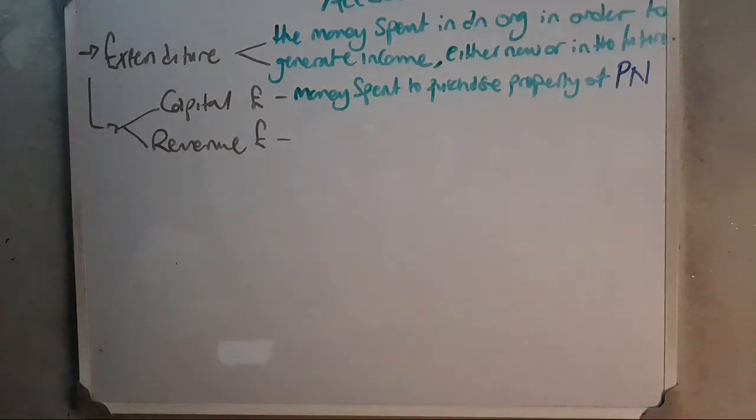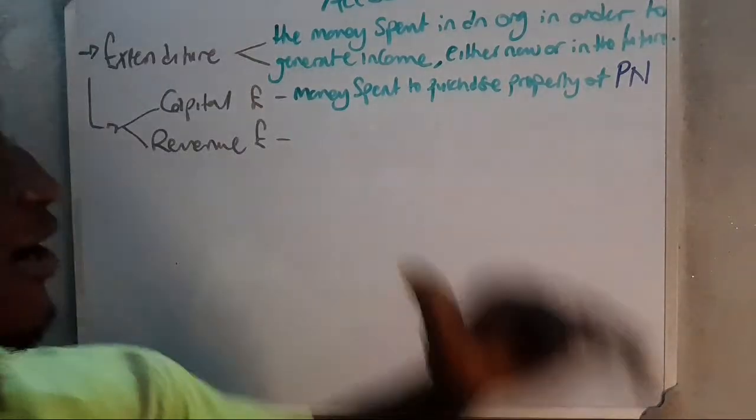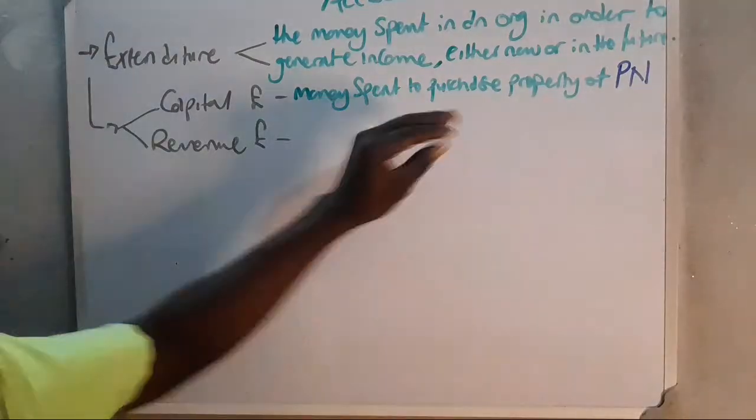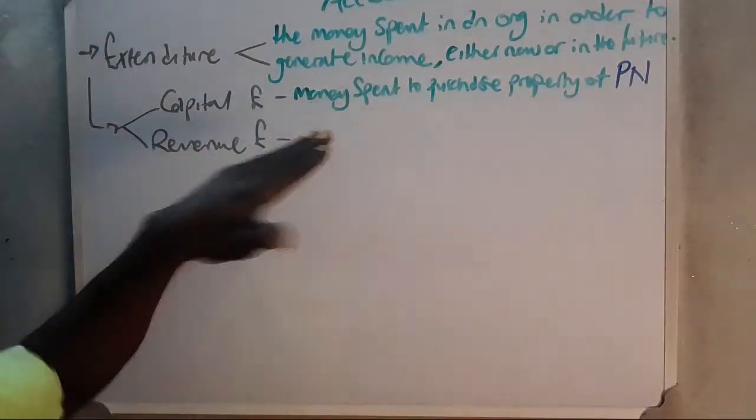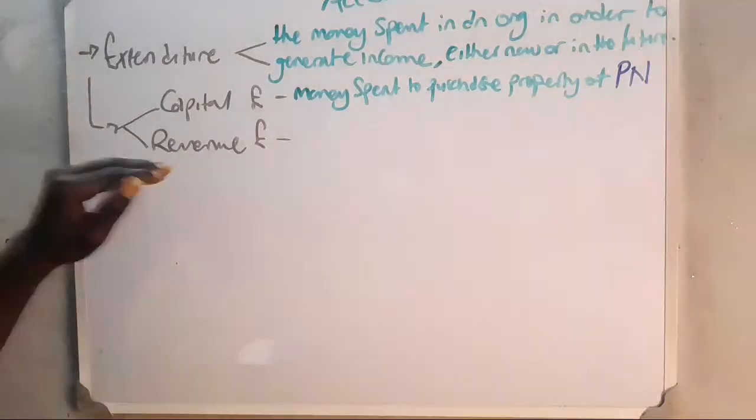Okay, so we have revenue expenditure. All these are expenditure, but they are expenditures with a difference. Revenue expenditures are all expenditures other than capital expenditure. Any expenditure you make that excludes capital expenditure is what we call revenue expenditure.